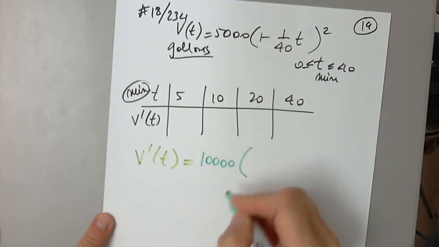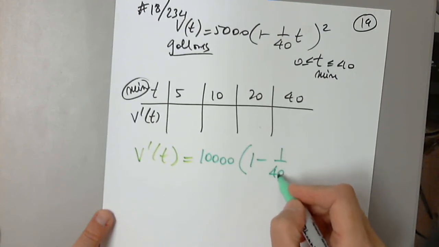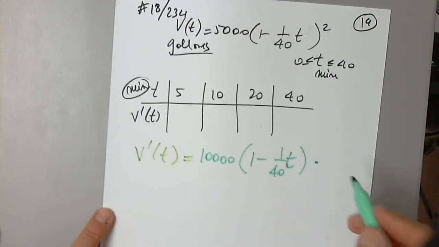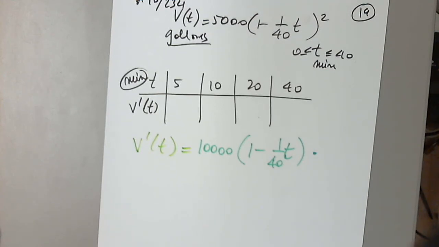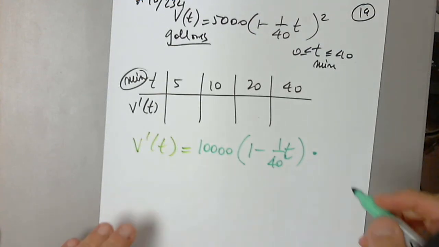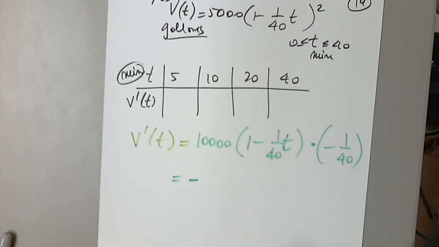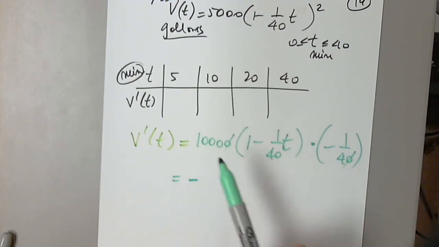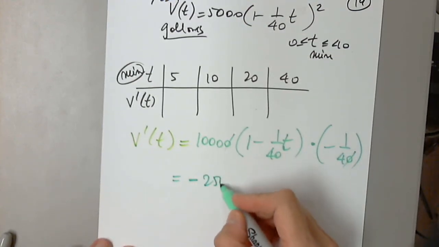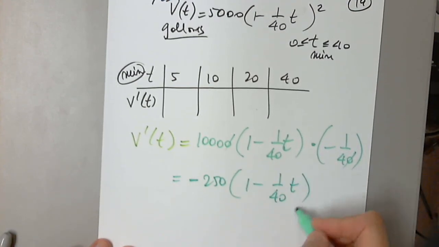$10,000. 1 minus 1 over 40 times t times the inner function prime. So we brought 2 down, we multiplied by 5,000, we got 10,000. We subtracted 1 from the power, and now we are differentiating the inner function. What is the inner function prime? Do you all agree with the -1/40? Okay, very good. So let's multiply. So this is minus. If I divide 5,000, that's 250, and 1 minus 1/40t.